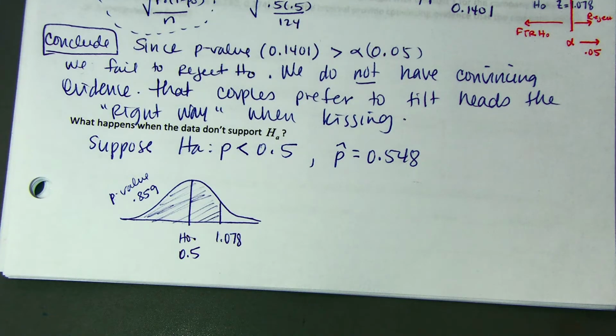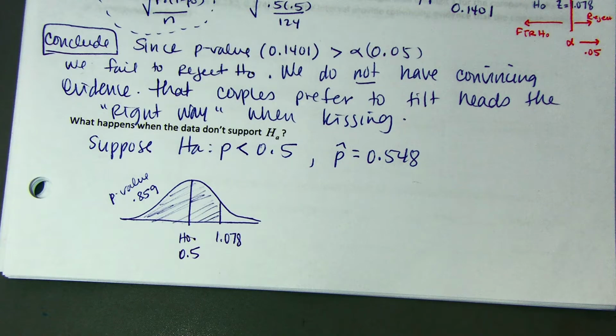So if your data doesn't support the alternative, then why would I continue with the test? Clearly, my data is in support of the null hypothesis. And so why would I even continue with the test if my sample value didn't coincide with the alternative?